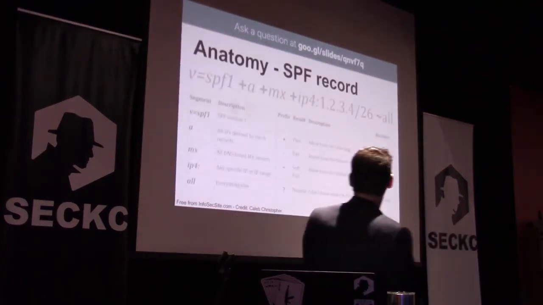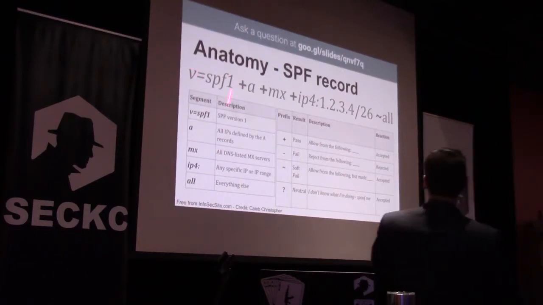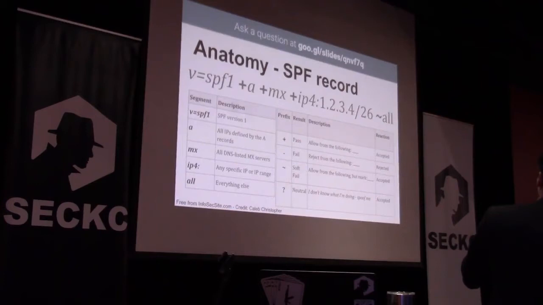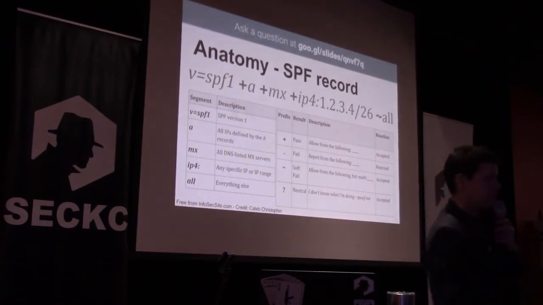Okay, so let's break one of these records down. Here we see SPF1, and we have these operators, which are key. Plus means pass, minus means fail. We have a little tilde sign for soft fail. So when I say A, this is a nested DNS lookup.